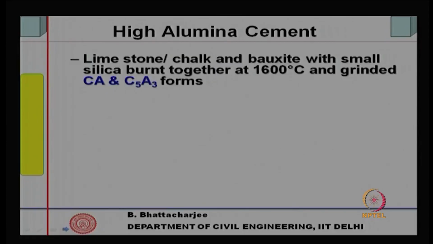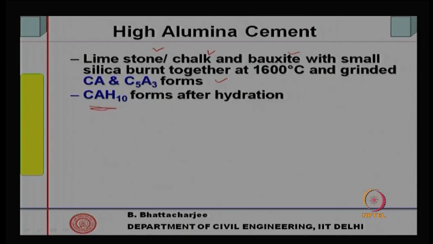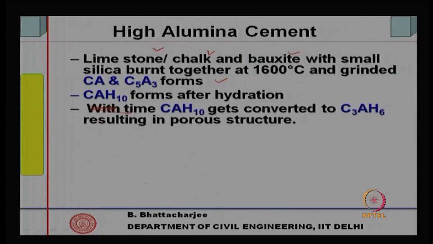One more cement, before we stop, is the high alumina cement. This was used very much earlier, generally produced from limestone or chalk and bauxite with small silica. So, this will have a high quantity of calcium aluminate, CA and C5A3, not C3A, but this is the product that is formed. The first product formed after hydration is CAH10, slightly different from what we used to get earlier, but this product is unstable and it gets converted into C3AH6 finally.